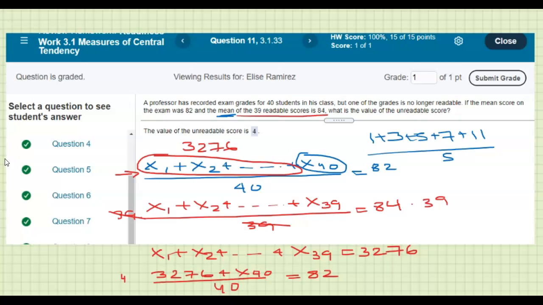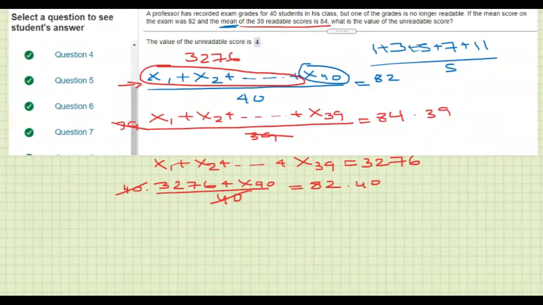So now multiply this by 40, because I just want to get rid of this fraction. Let me get more space here. We get 3,276 plus that missing smudged number. It's going to be 82 times 40. It's going to be 3,280.